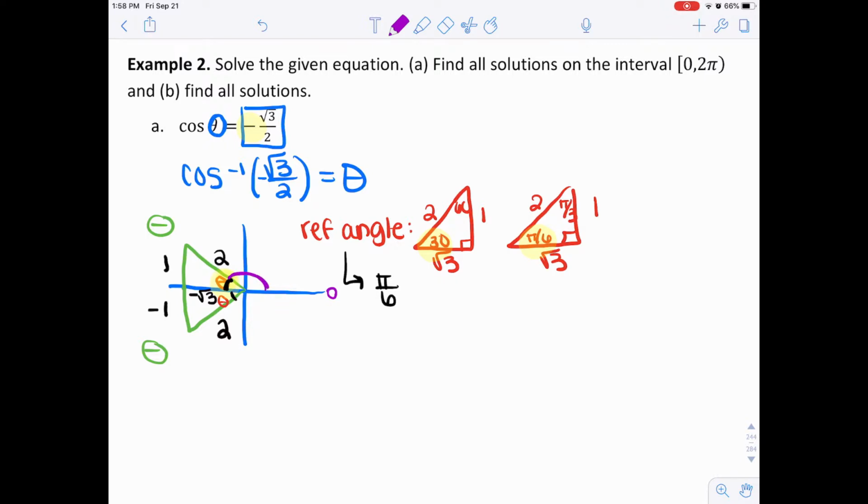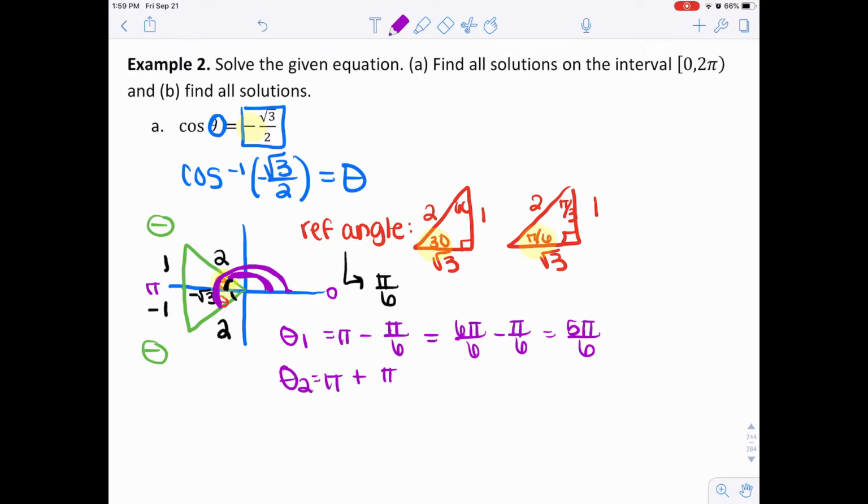Since neither of our triangles are in the first quadrant, we have to do a little bit of extra work to find the actual angle. To find the measure of the angle in quadrant 2, you can do pi minus pi over 6, which is 5 pi over 6. To find the measure of the angle in quadrant 3, you can do pi plus pi over 6, which is 7 pi over 6.